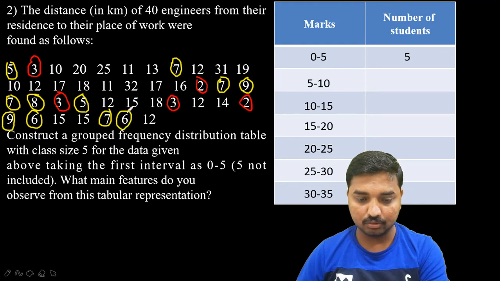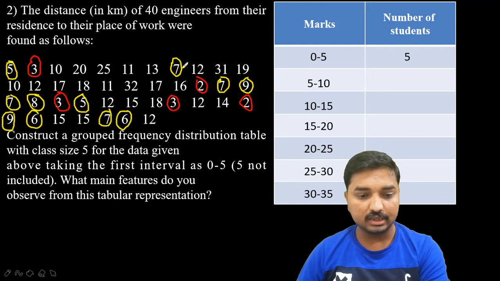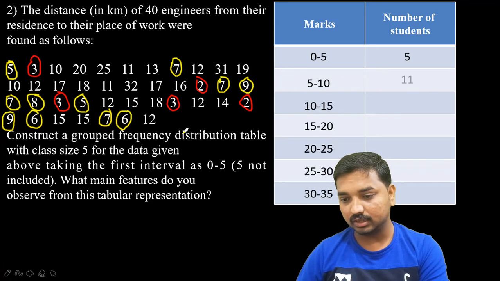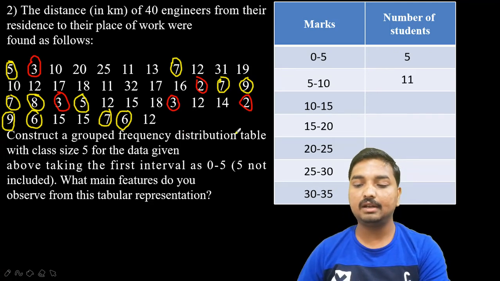Now let us count how many are marked with yellow. 1, 2, 3, 4, 5, 6, 7, 8, 9, 10, 11. Yes, 11 observations fall in this class interval.